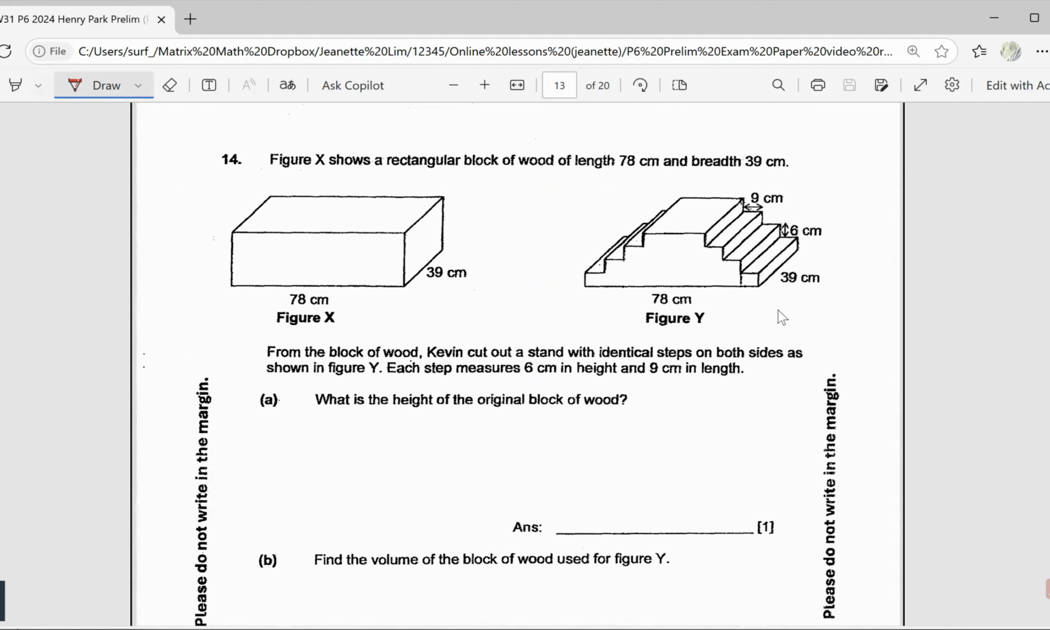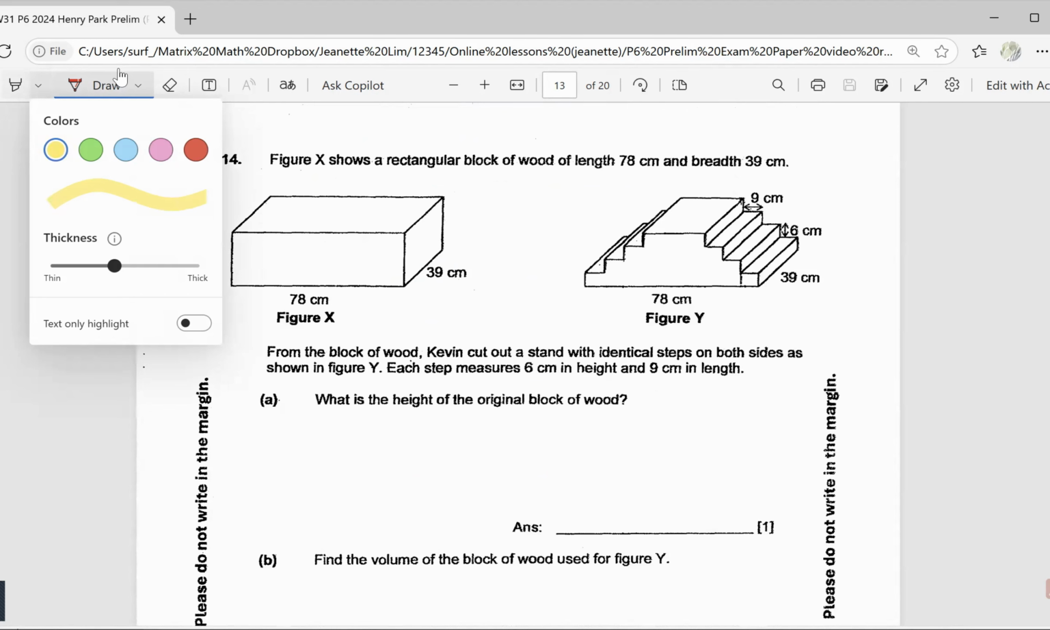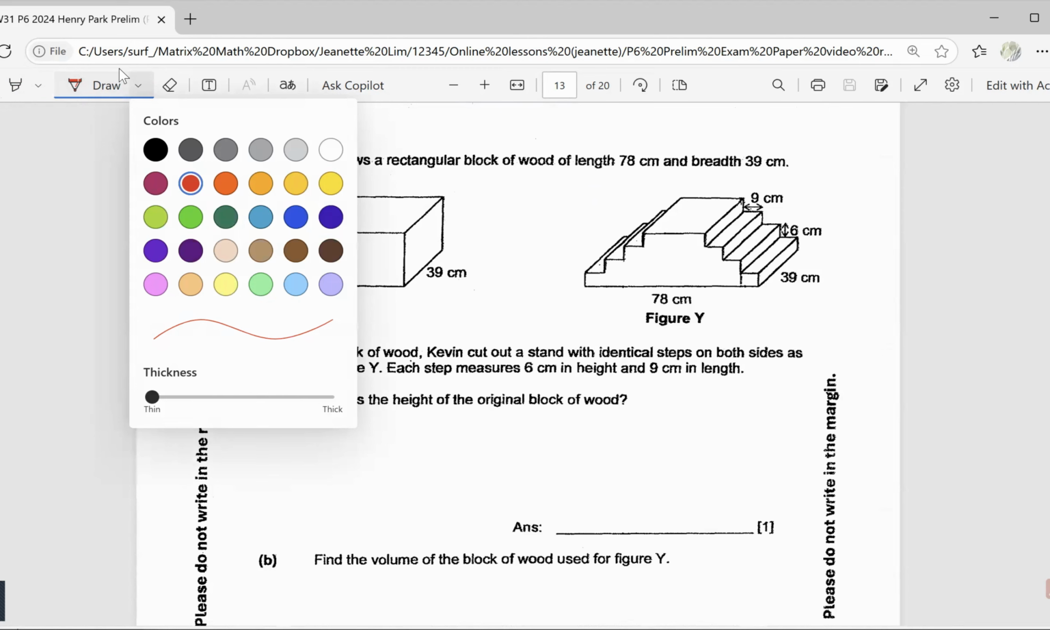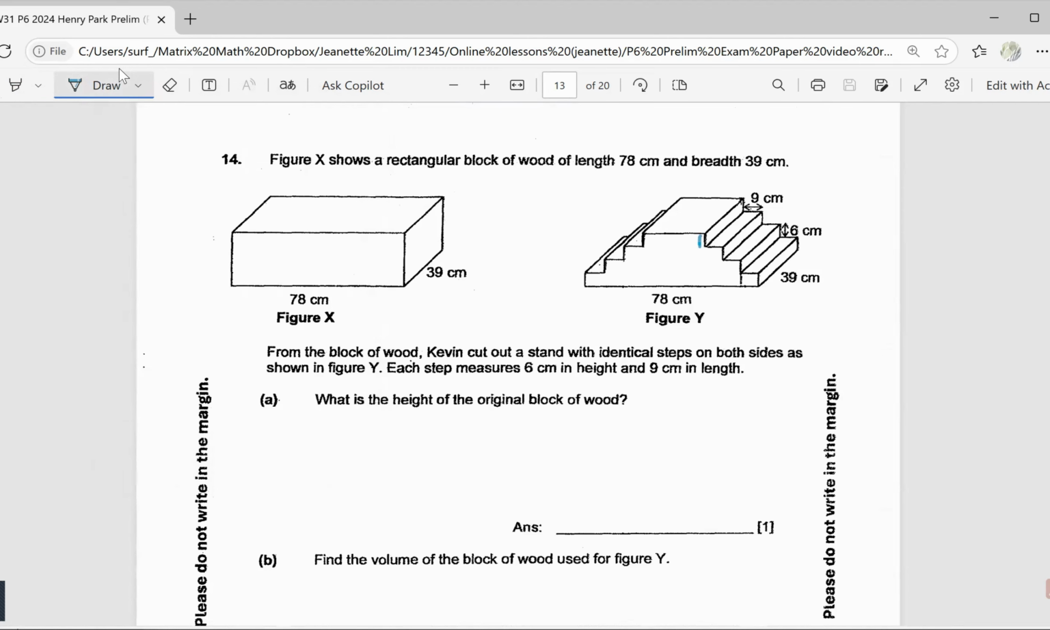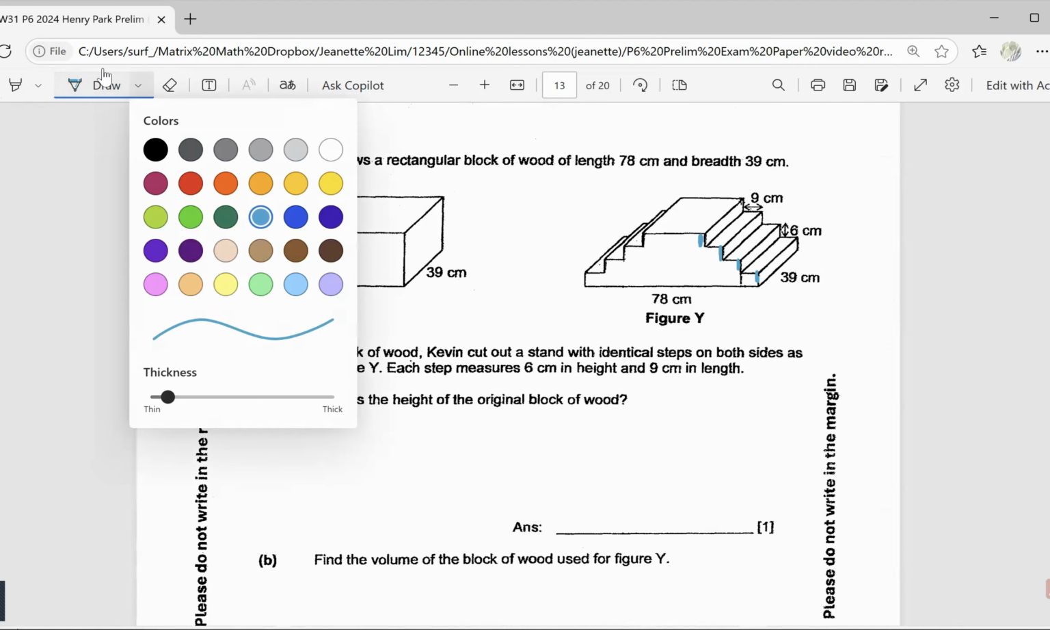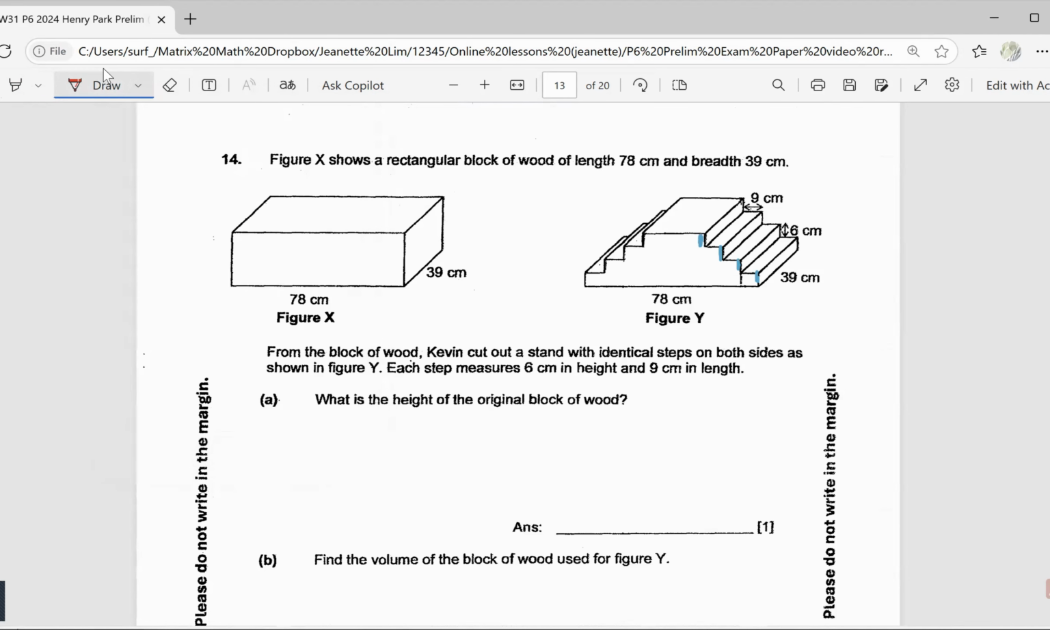So the height of the original block of wood would be this here. All the steps are 6 cm tall. So that's actually 6 cm times 4. 4 times 6 is 24. So the height would be 24 cm.